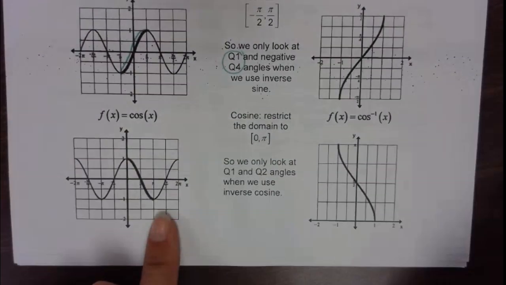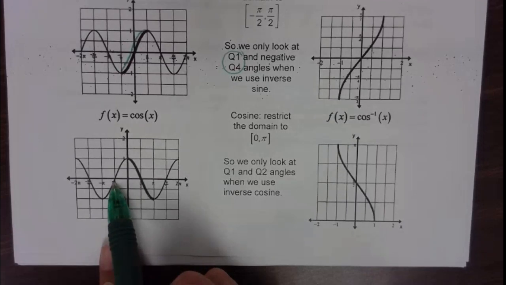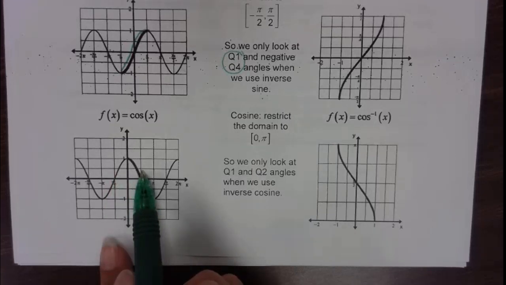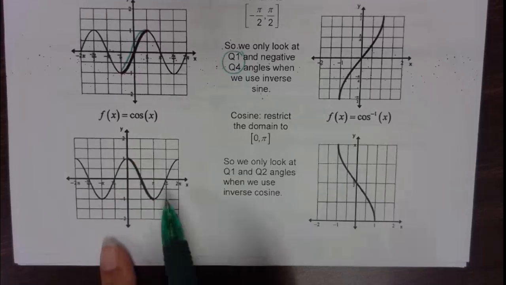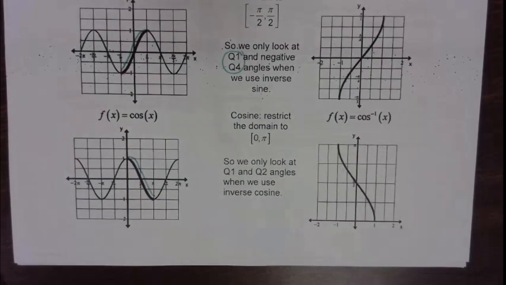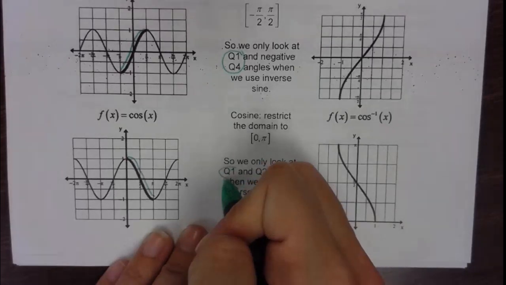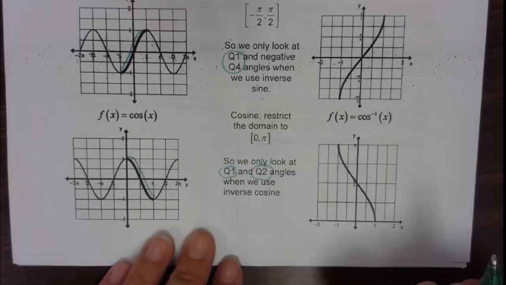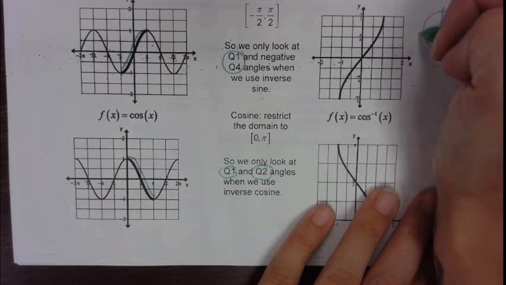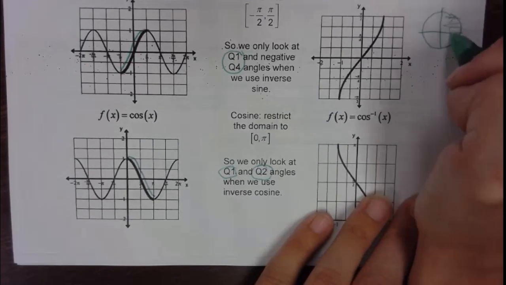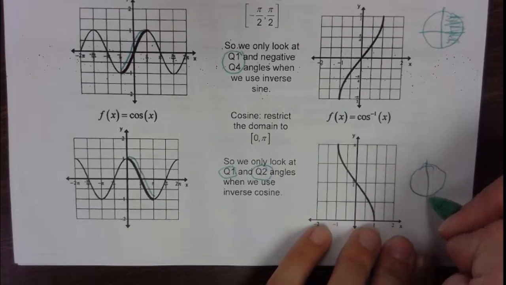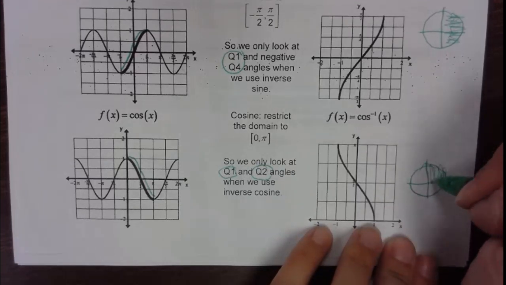For cosine, as you can see, we can't go from negative pi over 2 to pi over 2 because we would still not have a function. So we have to restrict it from 0 to pi. If you look at your unit circle, 0 to pi is quadrant 1 and quadrant 2. So just to remind you, on your unit circle, for sine, we are using quadrant 1 and 4. For cosine, we are using quadrant 1 and 2.